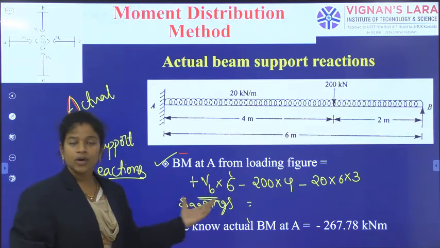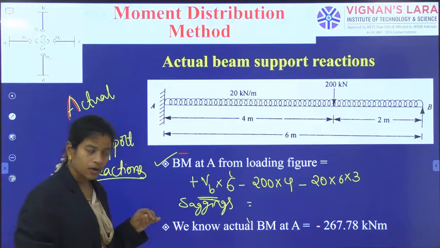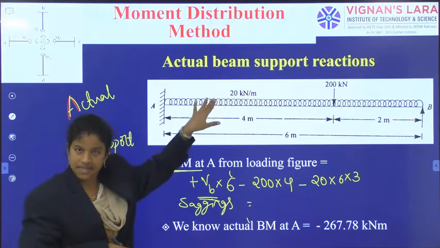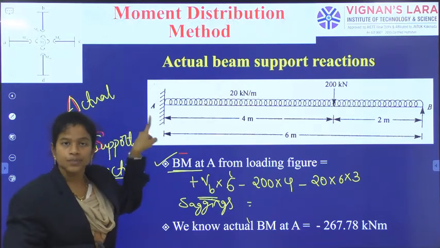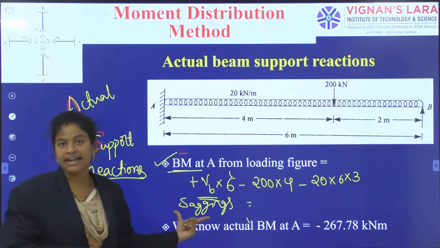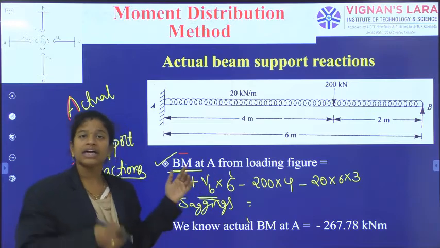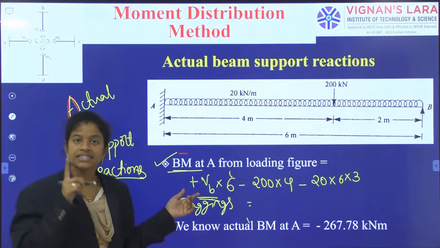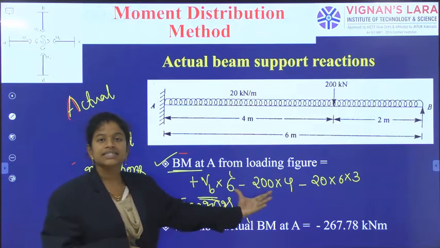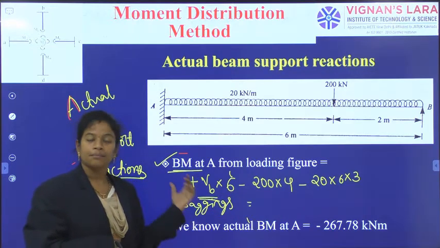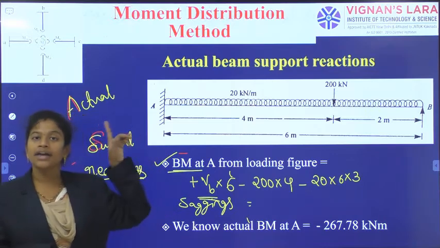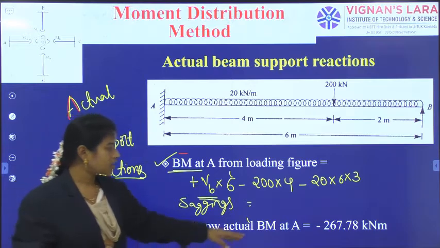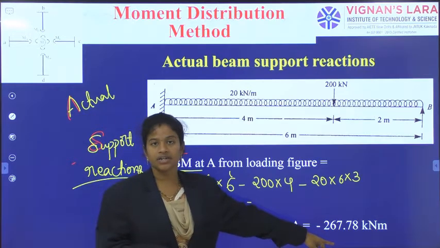And how can I calculate VB? Because the bending moment at A from the loading structure is equal to the actual support moment at A in the sagging condition. Because for bending moments I consider saggings as positive. So this is the sagging type moment at A. But originally I have the hogging type moment answer. So for converting the hogging moment at A to sagging, I have to indicate minus 267.78.